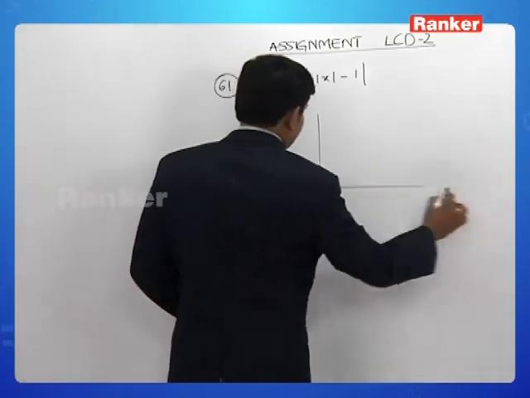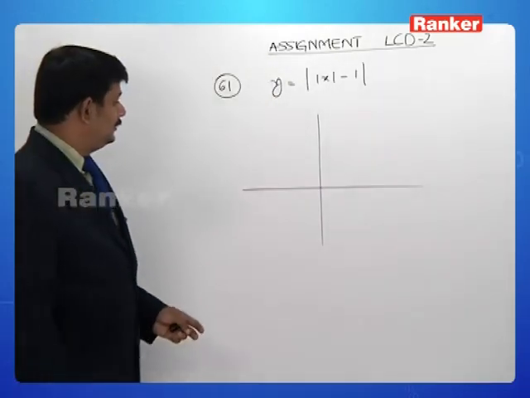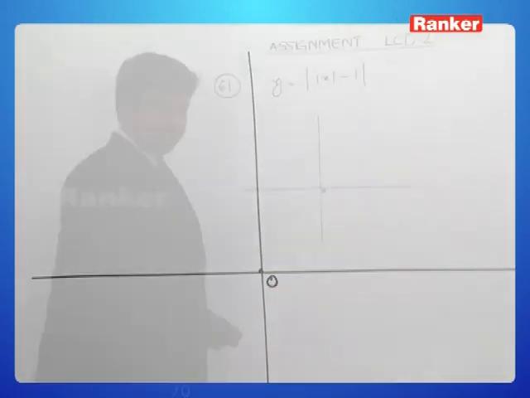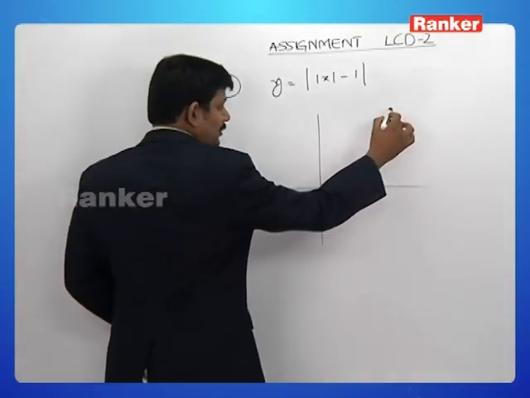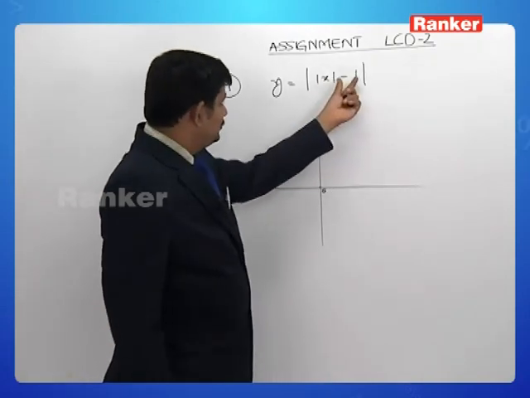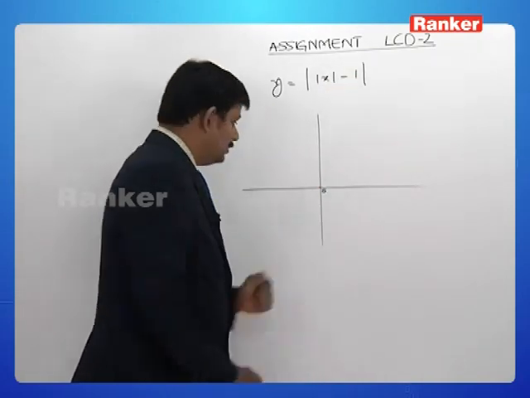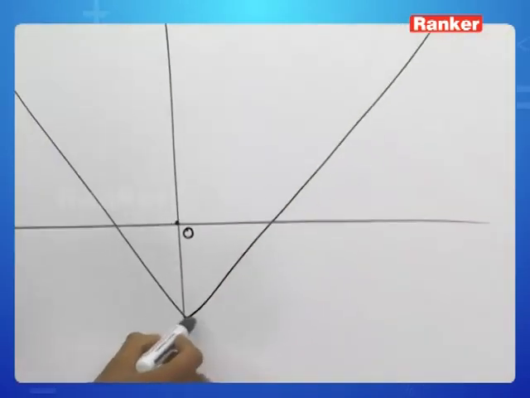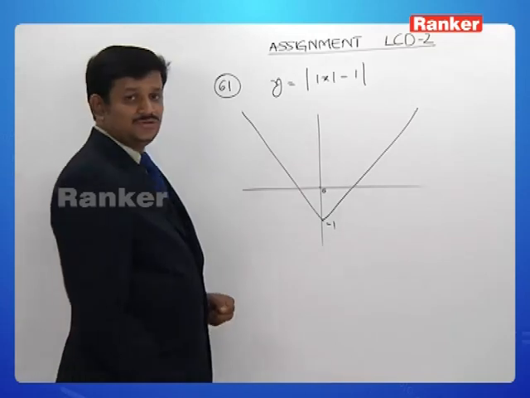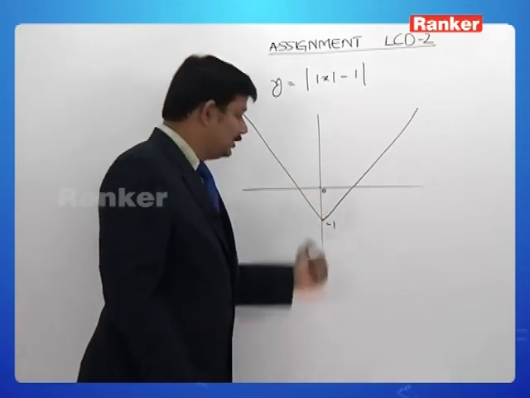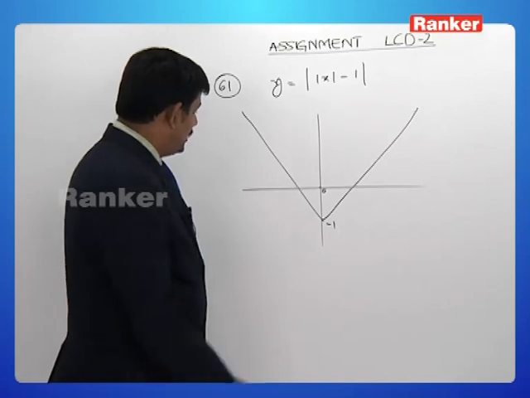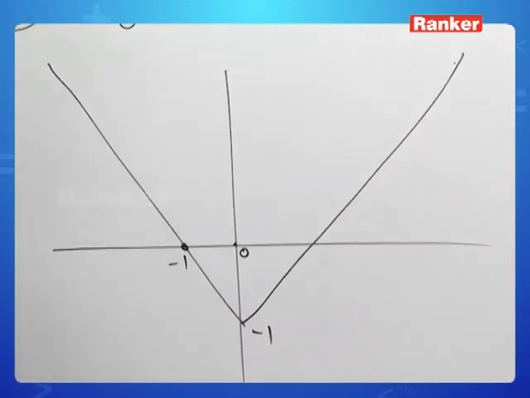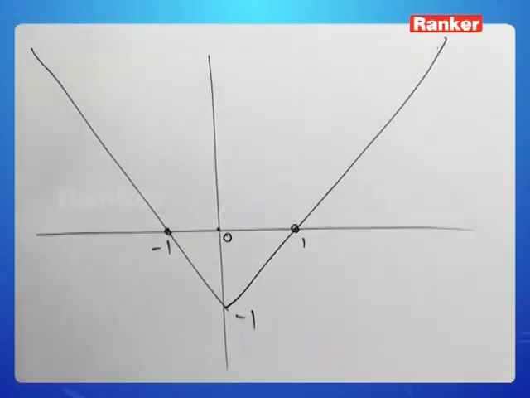Mod x, we know, is a V becoming 0 at the origin. This is how the graph of mod x will be. For mod x minus 1, we pull the graph of mod x 1 unit downwards. So this is how the graph of mod x minus 1 would be. Now mod x minus 1 becomes 0 when x is minus 1 and also when x is 1.